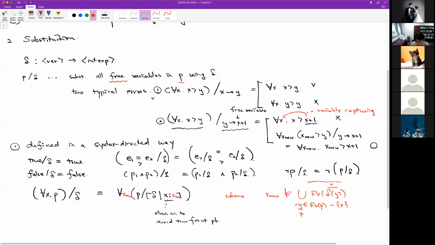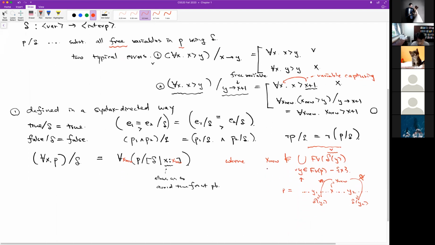Any variable y appearing in P. So if I just draw a picture, P may contain y1, may contain x, may contain y2 as a free variable and so on. Then if you apply the substitution, this y1 will be replaced by delta of y1. y2 will be replaced by delta of y2. So when we do the renaming x to x new, we have to make sure x new doesn't appear in here. It doesn't appear there. Also, x new doesn't appear here. So that variable capturing issue doesn't happen. So that's what this condition is telling us.